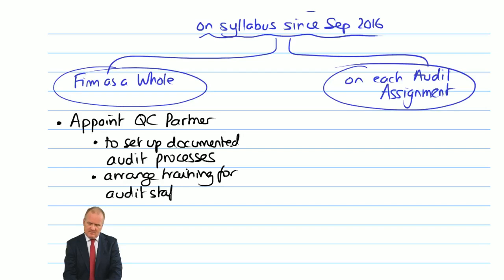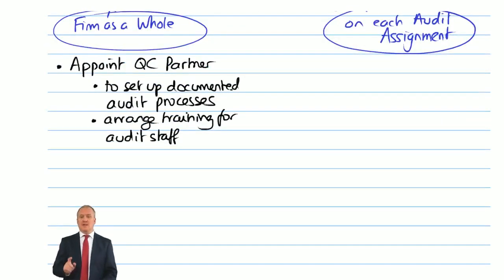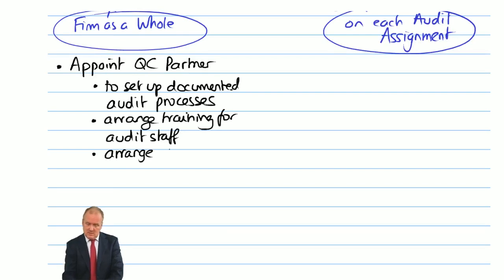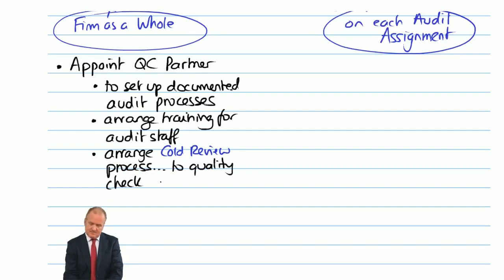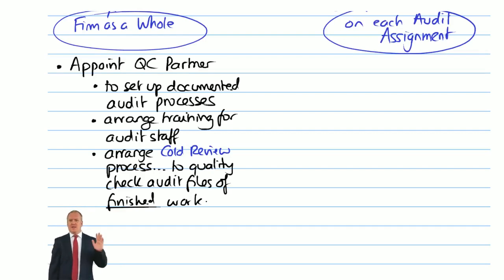Arrange training for the audit staff to make sure they know what those documented processes are. They will also arrange something called a cold review process to quality check audit files of finished work so we can help learn if we are making any consistent mistakes. Please note that is not the same as a hot review because these reviews are after the work has been finished. So if you discover a quality problem, it's too late. Game over. But it will help you learn for the future.